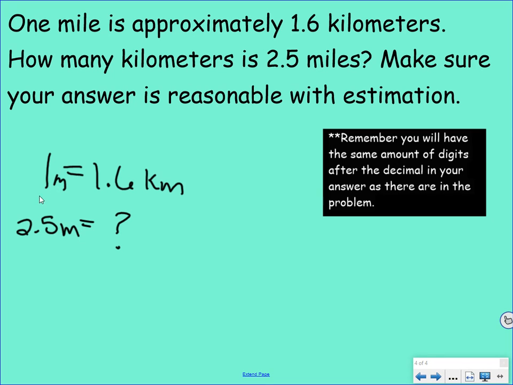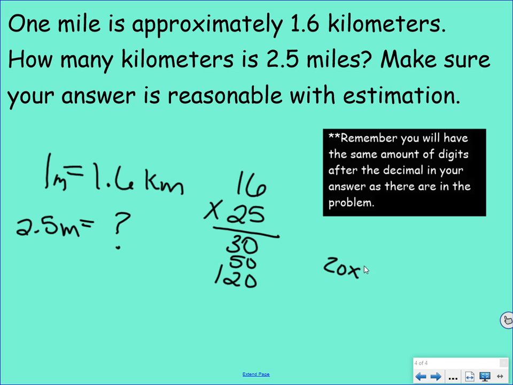So we went from 1 to 2.5. I want to see how many kilometers would go into 2.5 miles, so I have to multiply to get my answer. And here I'm going to ignore the decimal and act like it's a 16, and act like it's a 25. Let's use the partial product for this one. 5 times 6 is 30. 5 times 10 is 50. 20 times 6 is 120. 20 times 10, I need to see this visual, is 200.